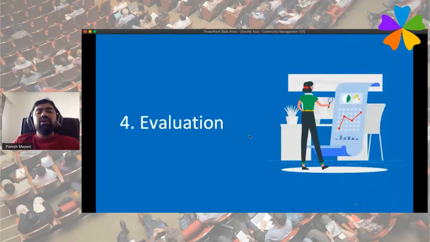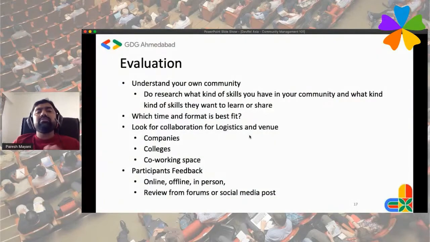So let's say we have done all these activities, and then at one point of time it's about evaluation, right? We need to understand our community. What skills does our community have, what skill set is it expecting, and what time and format works best? It's not always necessary to host events on Sunday. Rather, have some events on Saturday as well, and some during working days if the community prefers, right? So look for collaboration for logistics and venue.